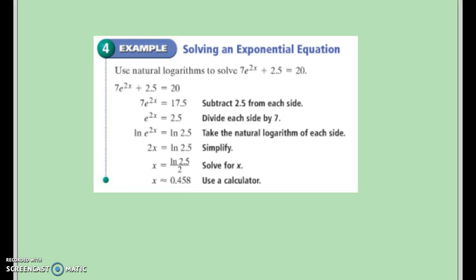I can also use natural logs to solve if I have this e in my exponential equation. The first thing I want to do is get the term with my e all by itself. So I subtract my 2.5 from each side and divide by 7, because now I have my e by itself. Then I take the natural log of both sides, and just like e to the natural log went away, now the natural log of e goes away because they're inverses. So now I have 2x equals the natural log of 2.5. To get x by itself, I divide by 2, and I use my calculator to solve for x.